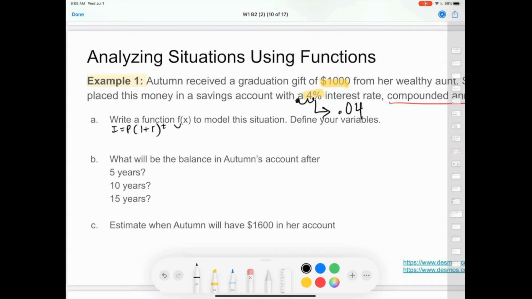Remember that they told you to call your function f of x. So I'm going to say f of x equals, my P is my principal. That's how much money you invested. She invested $1,000. So it's going to be $1,000 times 1 plus 0.04. That's my rate. And then to the power of T. Now, instead of using T, I'm going to use an X because my function is f of X. If it was f of Y, I would use a Y. If it was f of Q, I'm going to use a Q. In this case, it's X.